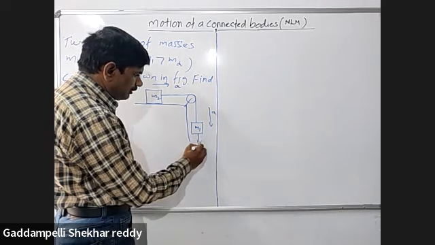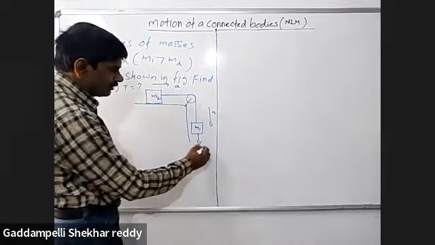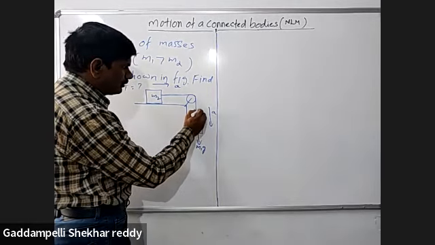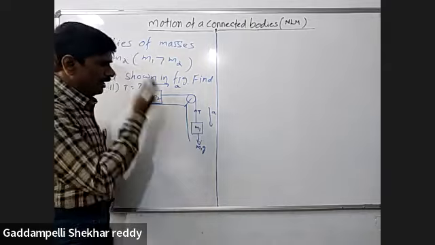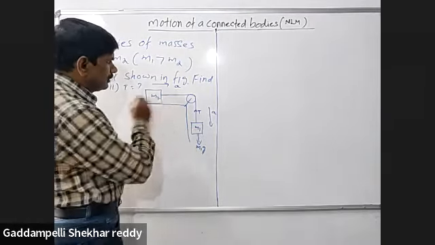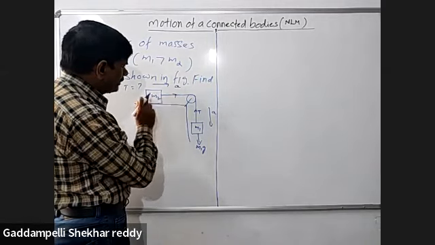The weight of the body always acts vertically downward. The tension T acts away from the mass, that is, away from the point mass, and the acceleration is in the direction of motion.